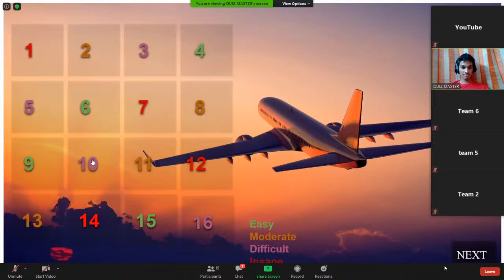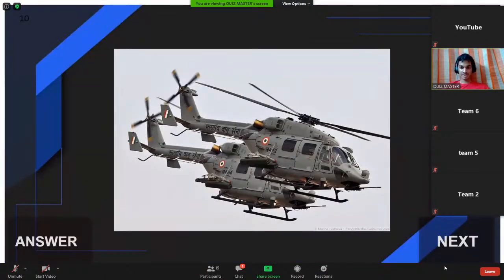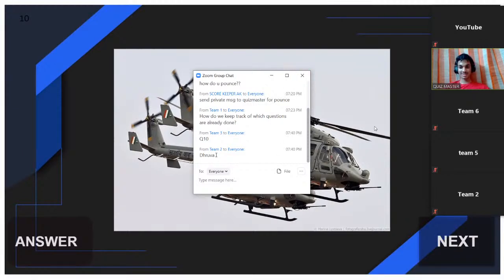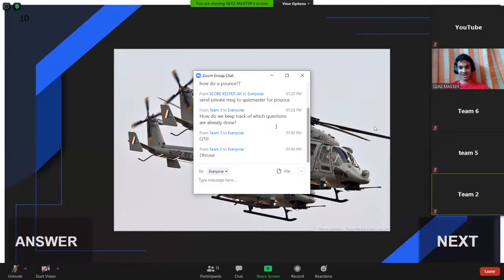Question 10 coming up. One of my favorite helicopters. Pounce is open. Team 2 on the pounce. Team 4 on the pounce. Also, Team 2, I think you messaged that to everybody, which might be a problem. Yeah, I'm sorry, actually. Okay.